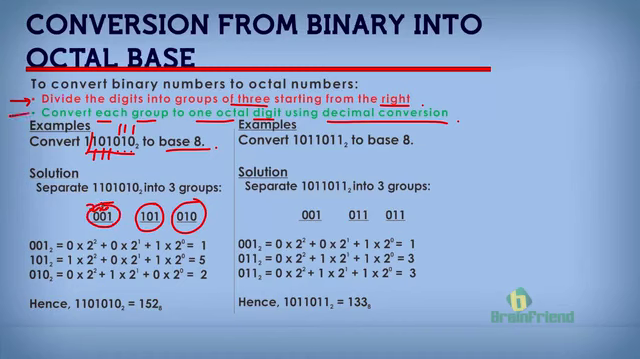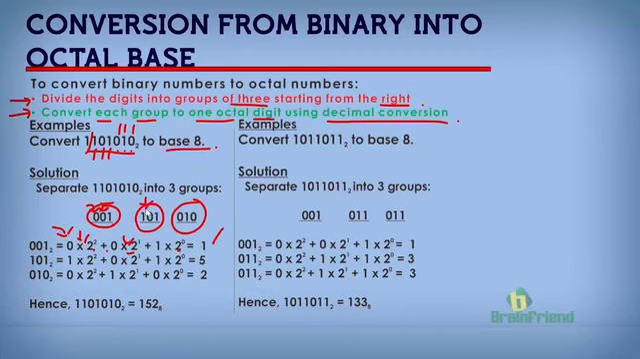The next step says convert each group to one octal digit using the decimal conversion. So convert 001, 101, and 010 to base 10. To do that, remember we write it in the expanded positional form. So we have 0 times 2 raised to the power 2 plus 0 times 2 raised to the power 1 plus 1 times 2 raised to the power 0. The 0s cancel out. We have 1 times 1, which is 1.